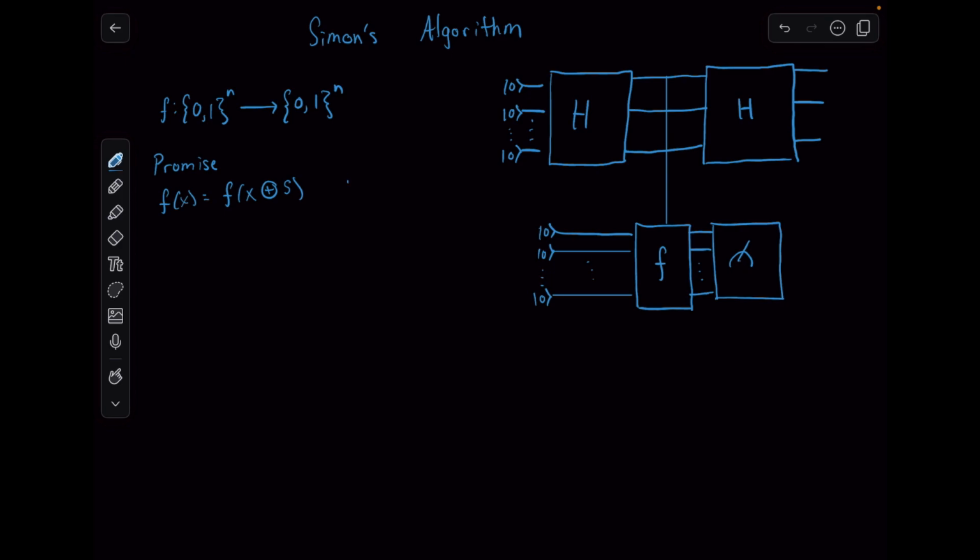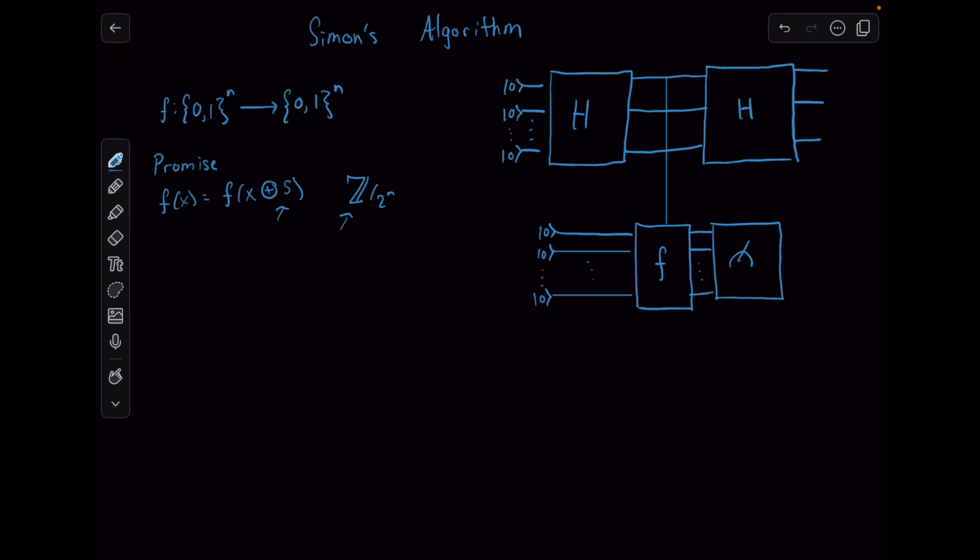There's this underlying group of the integers modulo 2 to the n, and the promise here is that 2 inputs are only going to return the same value with respect to this function if one of the inputs is the other XORed with this value s. And the goal here is to find s. It's to find this hidden bit string. So we want to find a specific element of this group such that XORing it with any other element of the group results in a constant function evaluation. So it doesn't actually change its function evaluation.